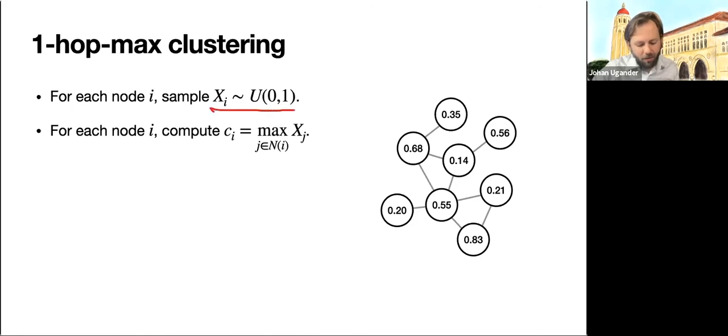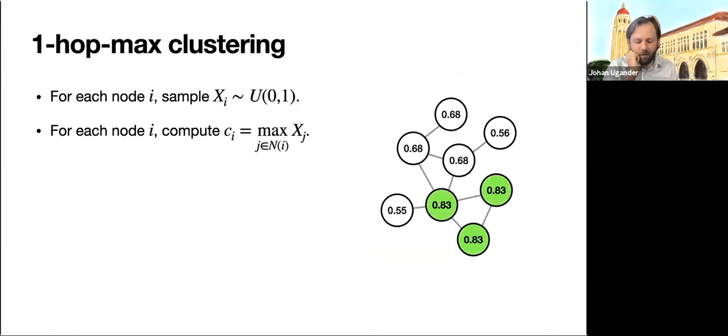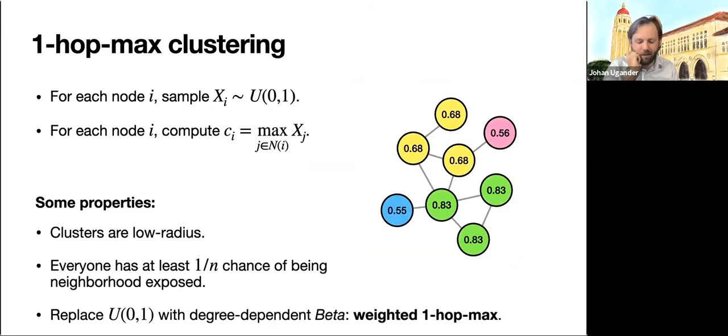But for every node, sample a uniform number on 0, 1, and then take the max of the neighbors. So if everybody samples a uniform number, everybody takes their max, and then you cluster according to the max. So this is all the one-hop max algorithm does. It's super simple. Everybody takes a random number, takes the max of the neighbors, and basically if you got a really high number, you won all of your neighbors and you get a cluster out of that.